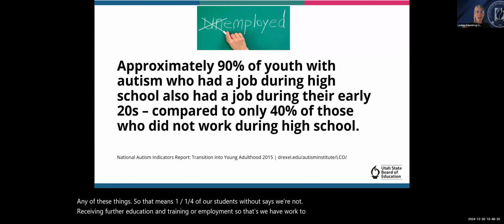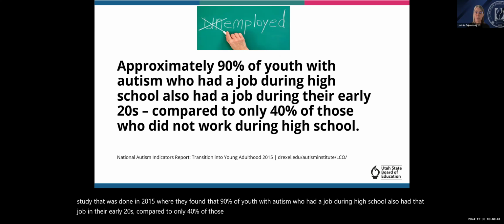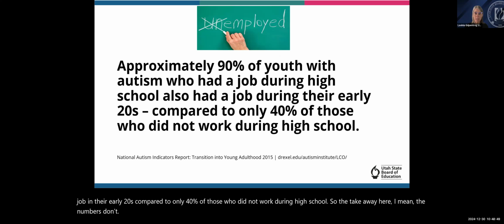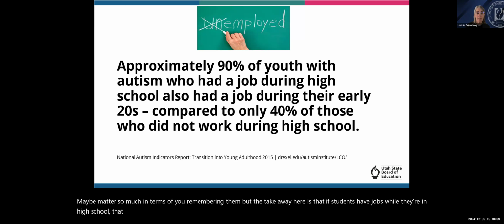I just want to contrast that with a study done in 2015, where they found that 90% of youth with autism who had a job during high school also had that job in their early 20s, compared to only 40% of those who did not work during high school. The numbers maybe don't matter so much in terms of you remembering them, but the takeaway is that if students have jobs while they're in high school, that expectation of work, they are much more likely to have those jobs after high school.